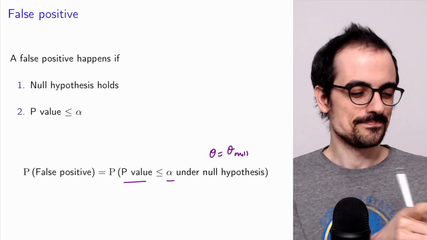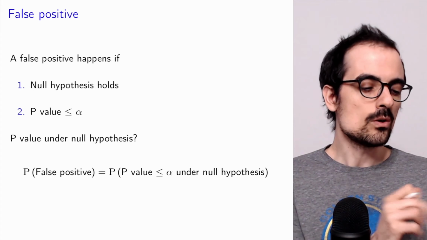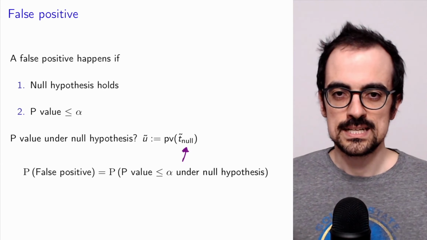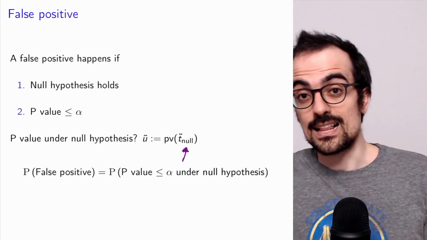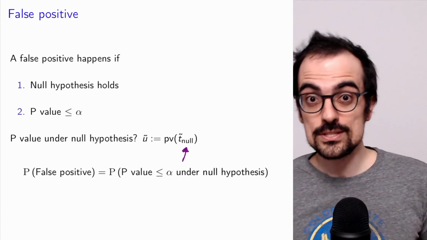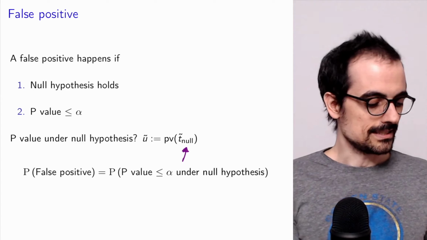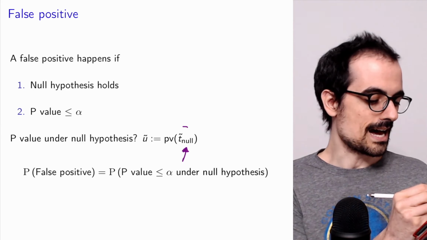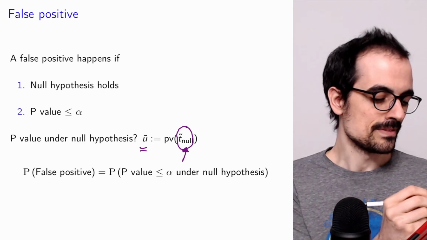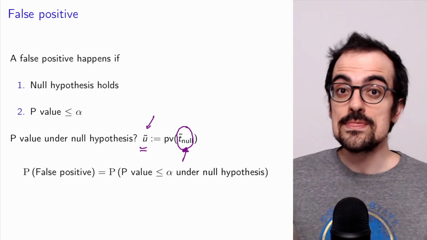What does that even mean? Well, what is the p-value? The p-value is what we obtain when we plug in the test statistic into the p-value function. The p-value under the null hypothesis is what we obtain when we plug in the test statistic under the null hypothesis, which has a certain distribution, into the p-value function. That gives us a random variable because the test statistic under the null hypothesis is a random variable. So if we plug it into a deterministic function, we get another random variable. And this random variable is going to represent the behavior of the p-value when the null hypothesis holds.